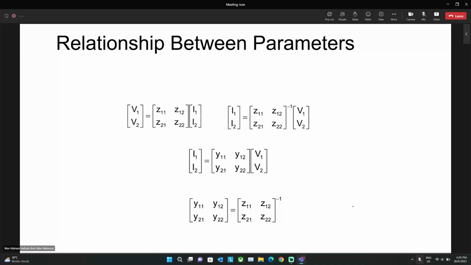Dah pening dah tu kan? Kita dah belajar hari ni Y parameter, hybrid parameter, transmission parameter. Okay, sekarang ni kita nak tengok method ketiga.